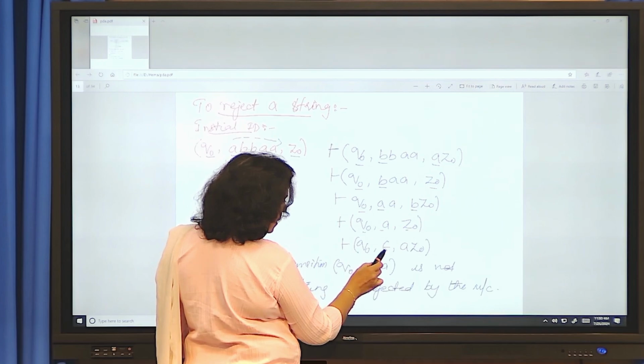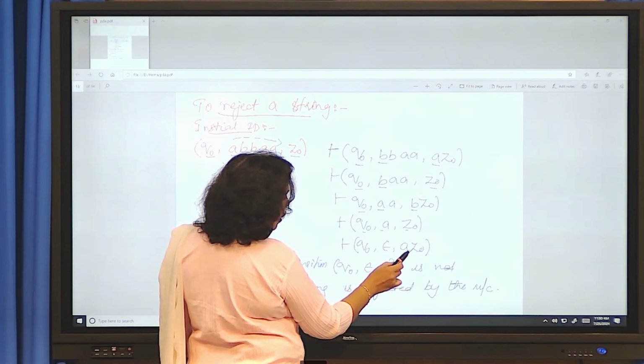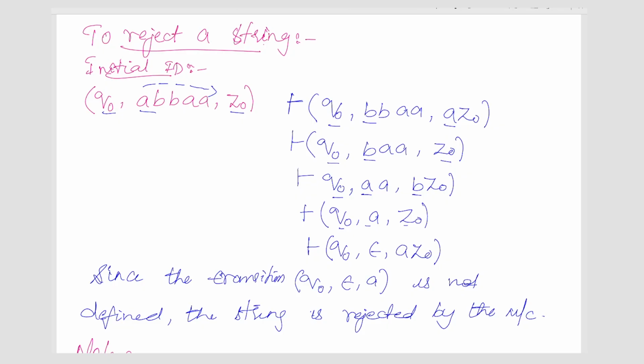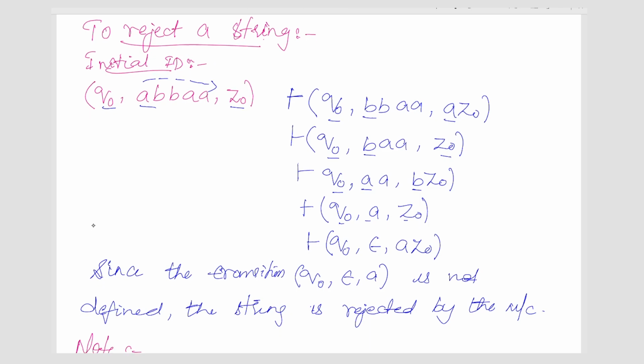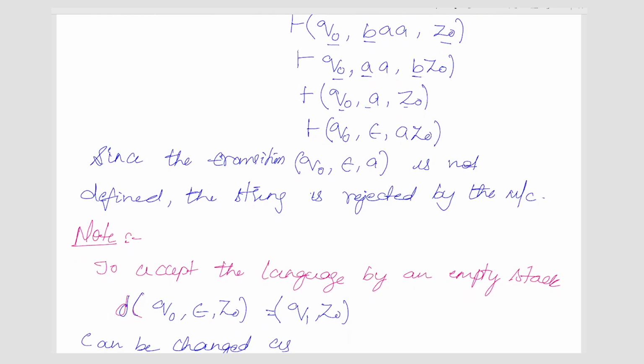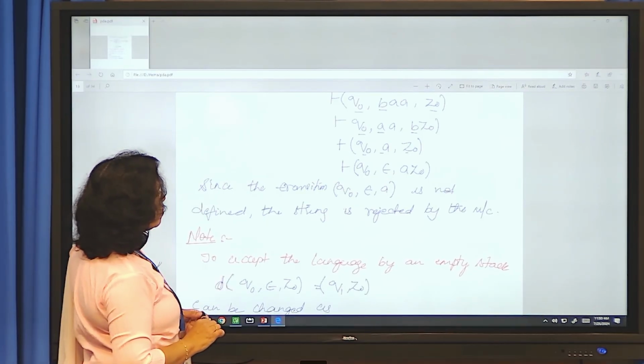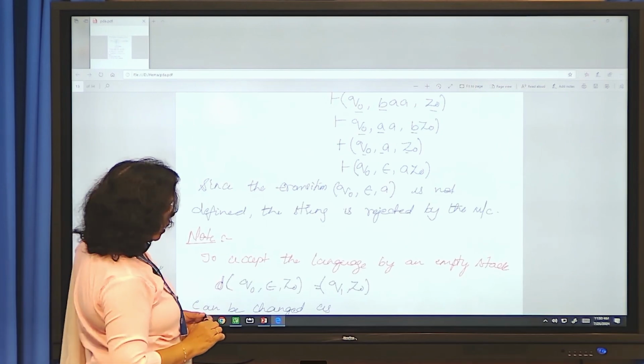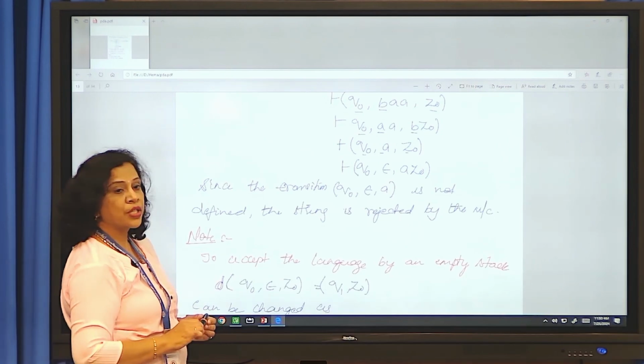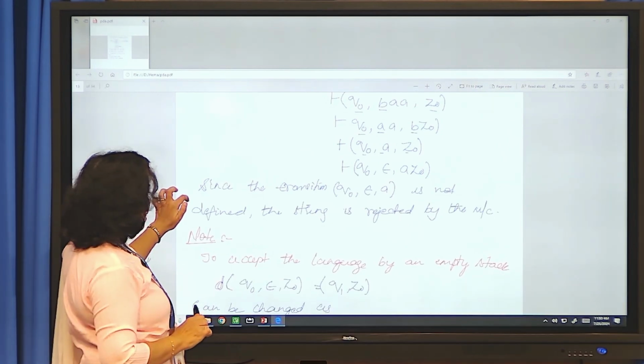When the string is empty, TOS should have Z naught, but there is A in the TOS. So, this configuration, this transition is not defined. Since the transition Q naught comma epsilon comma A is not defined, the string is rejected by the machine.